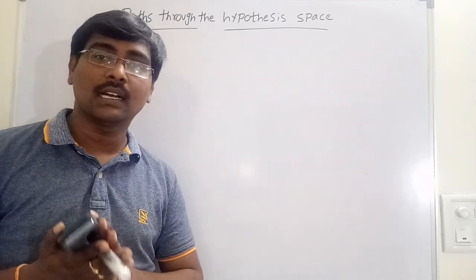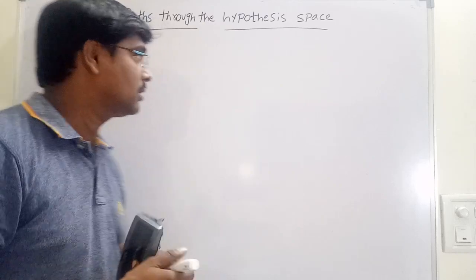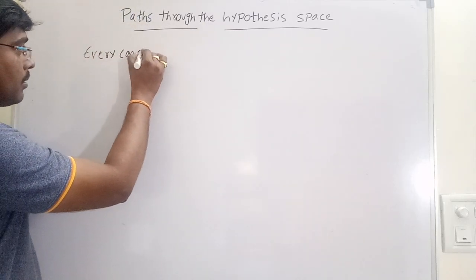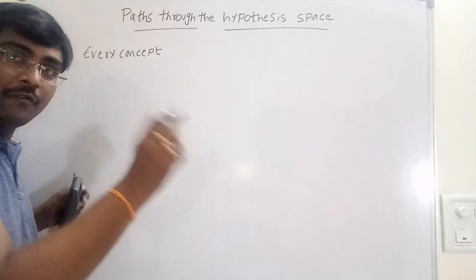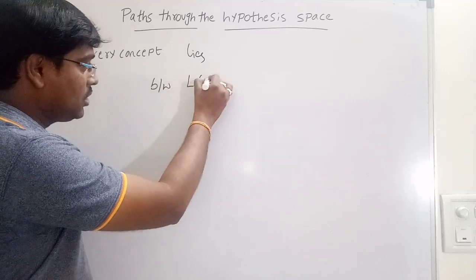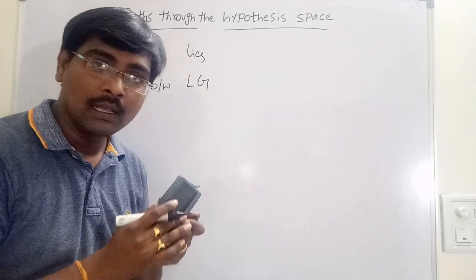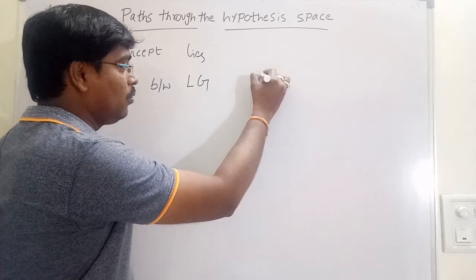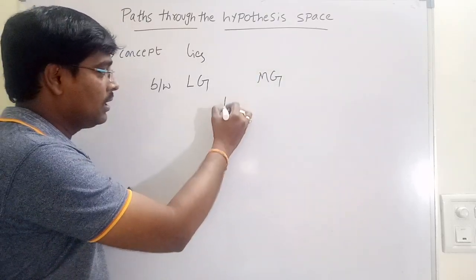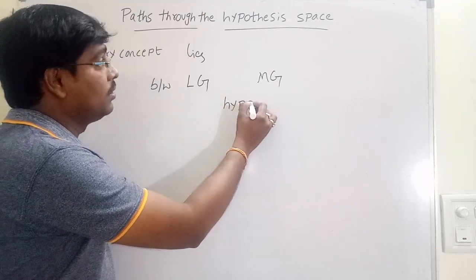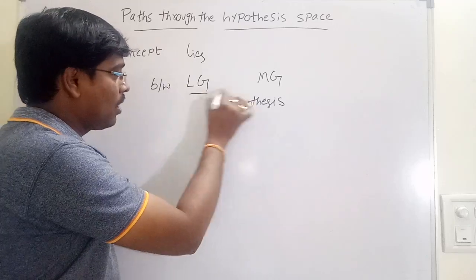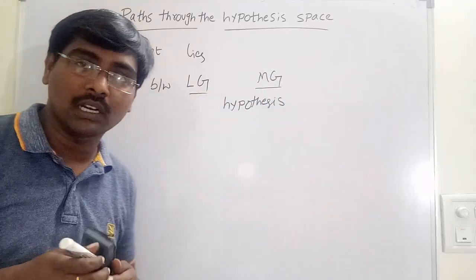Today we will discuss the concept of pass-through hypothesis space. Every concept that lies in between the least general one and the most general one is also a possible hypothesis. What is the least general one and the most general one?